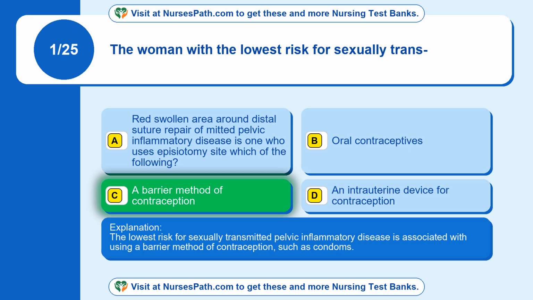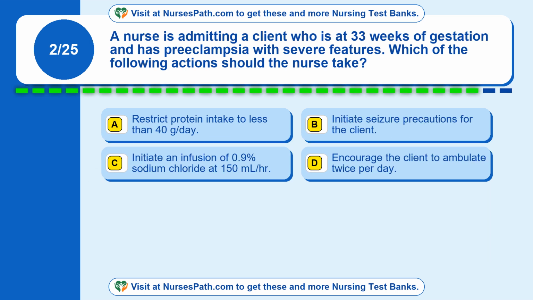condoms. Question 2. A nurse is admitting a client who is at 33 weeks of gestation and has preeclampsia with severe features. Which of the following actions should the nurse take? Option A. Restrict protein intake to less than 40 g/day. Option B. Initiate seizure precautions for the client. Option C. Initiate an infusion of 0.9% sodium chloride at 150 ml/hr. Option D. Encourage the client to ambulate twice per day.